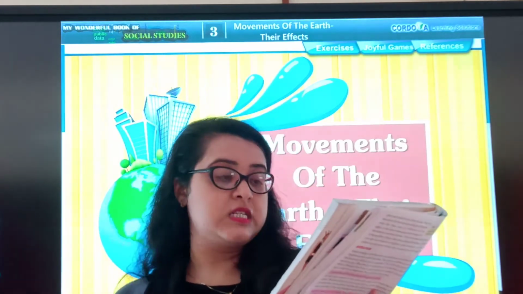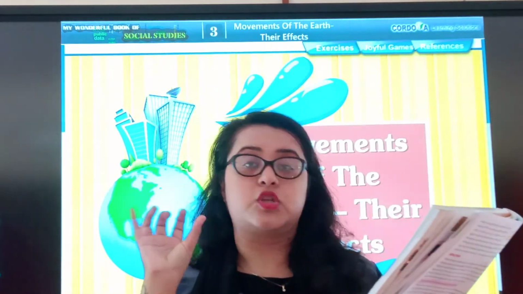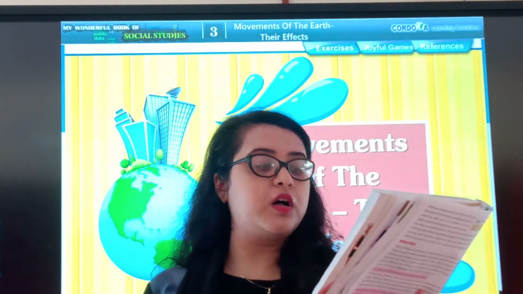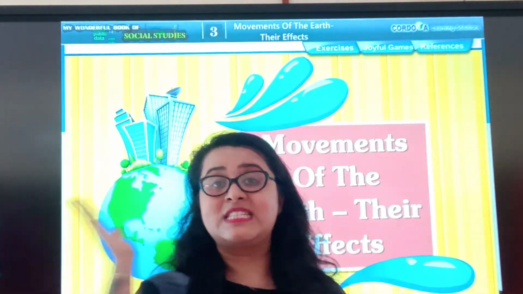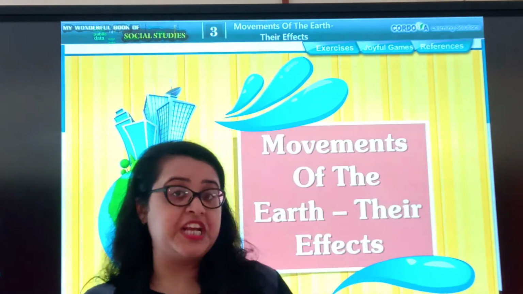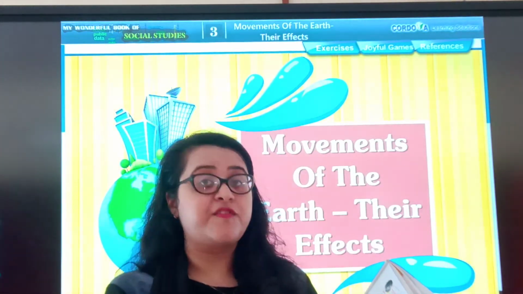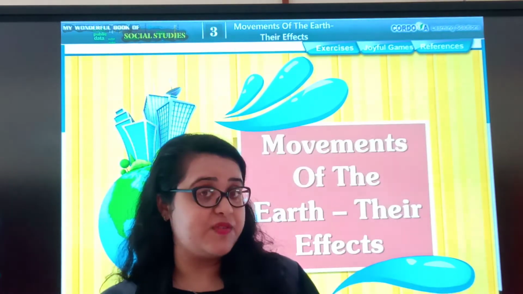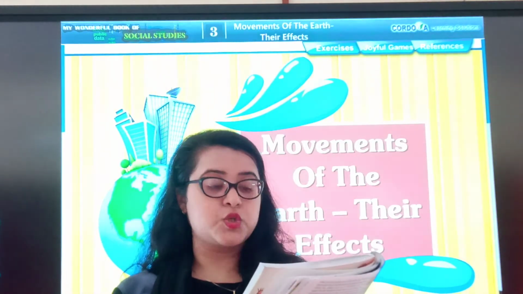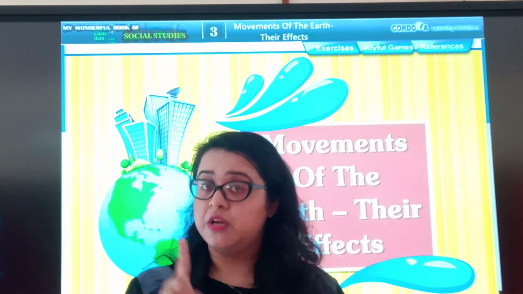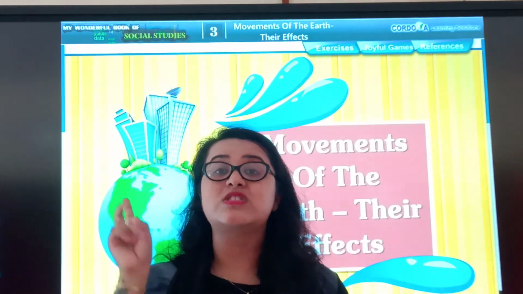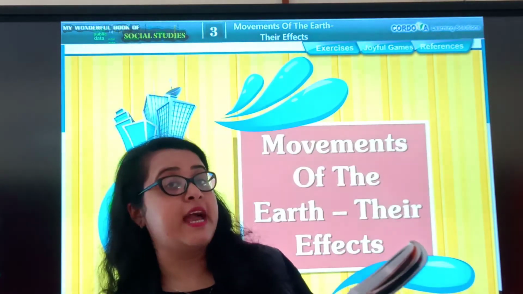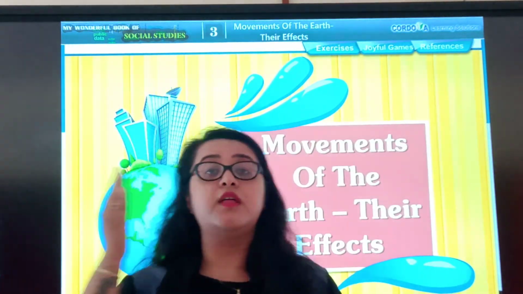The first point is, there are two types of movements of the earth, rotation and revolution. The movement of the earth on its axis from west to east, it is called rotation. This is the definition you have to mark. What is the rotation? At that time you can write this definition. The earth takes 24 hours to complete one rotation. आपको rotation का meaning और उसका time पता होना चाहिए. Rotation causes day and night. Rotation से क्या होता है? दिन और रात आते हैं.